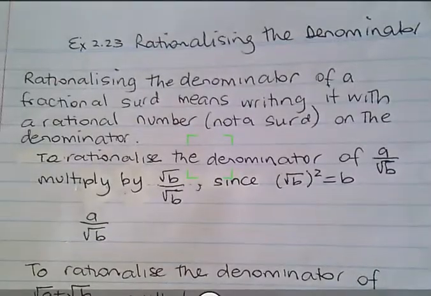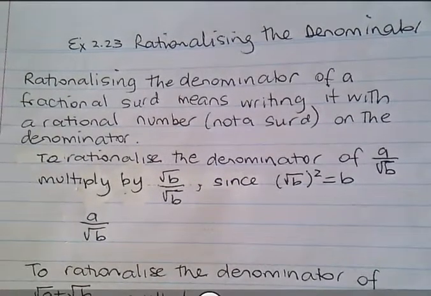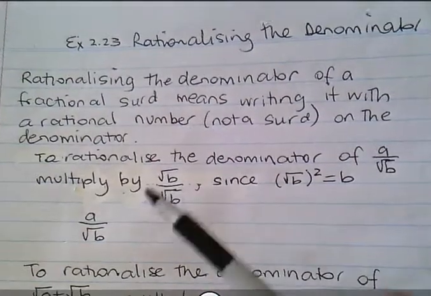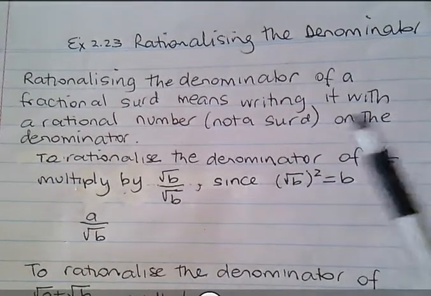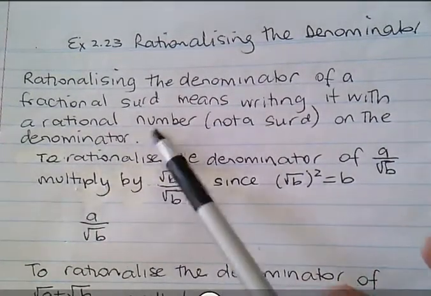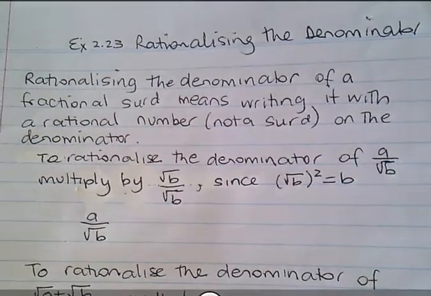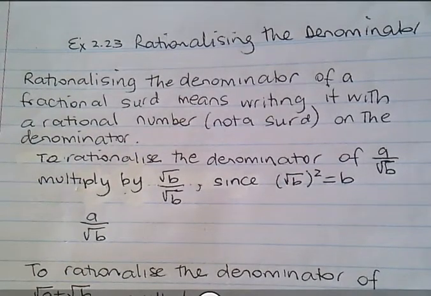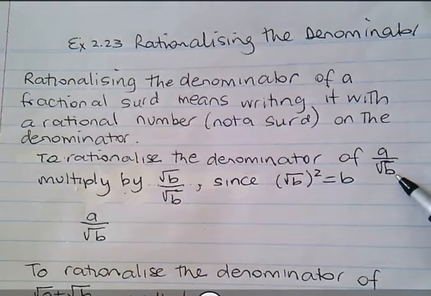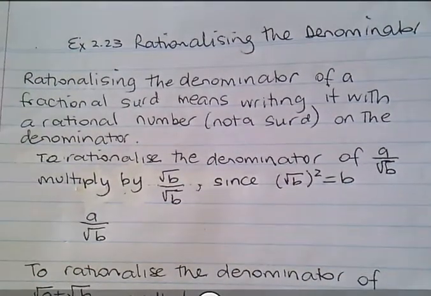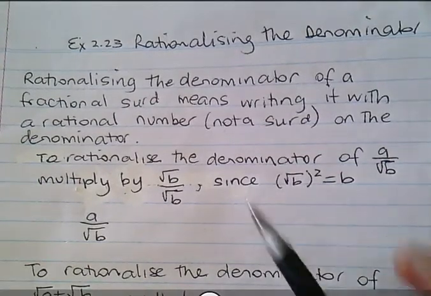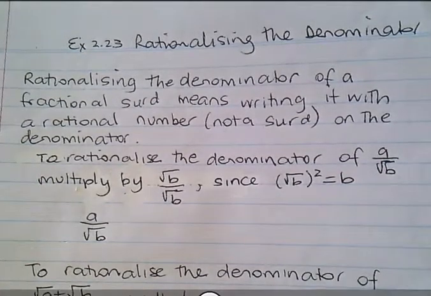2.23, rationalising the denominator. Rationalising the denominator of a fractional surd, because it has to be fractional, otherwise it doesn't have a denominator, means writing that surd with a rational denominator, not a surd. So the denominator needs to be a whole number, okay? To rationalise the denominator of something like a over the square root of b, we multiply this surd by the square root of b over the square root of b, which is really multiplying it by 1, since the square root of b squared is b.